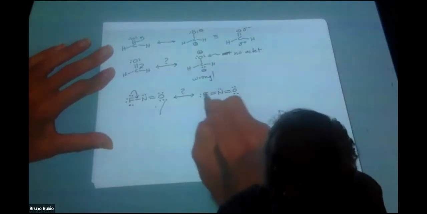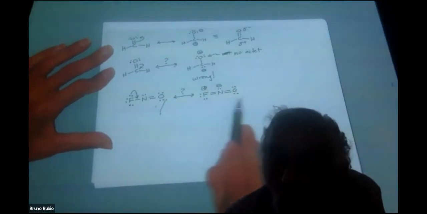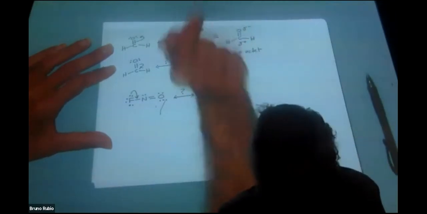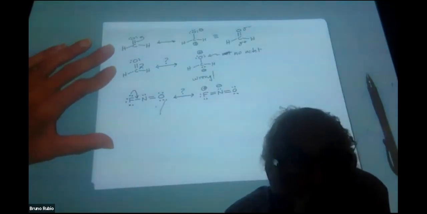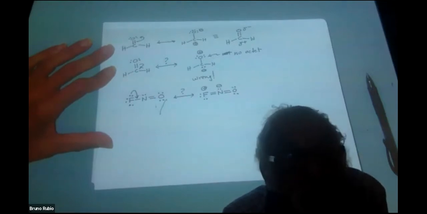Okay, so this fluorine would be now positive. This nitrogen would be negative. What's so terribly wrong here? Tell me in the chat. I exceeded the octet of the nitrogen, right?